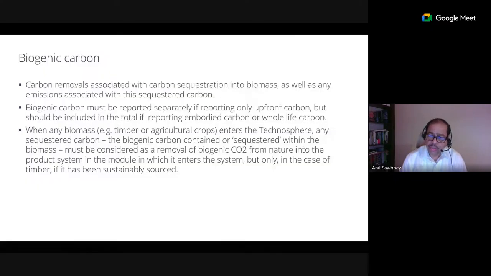Fancy word, but basically, let's say you have timber. Timber stores carbon, sequesters carbon. So if you use it in your building for any use, then it should be calculated and reported separately. As you saw, as per our standard, biogenic carbon is calculated and reported separately.